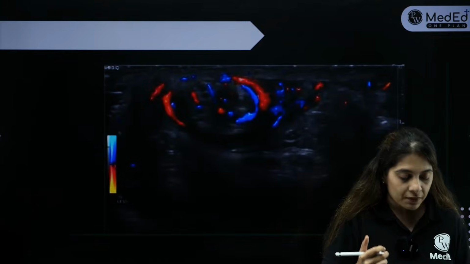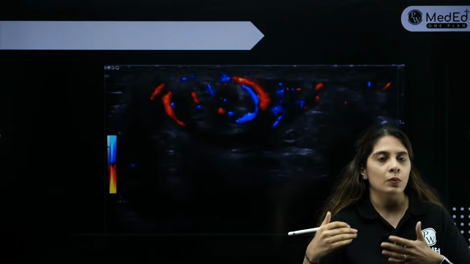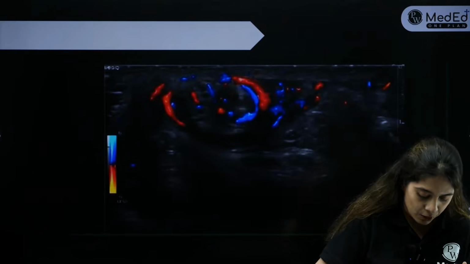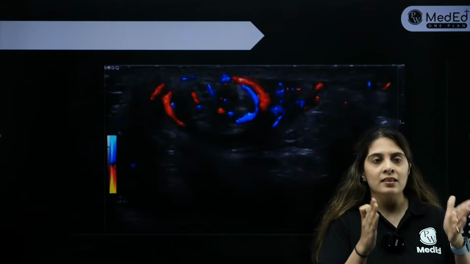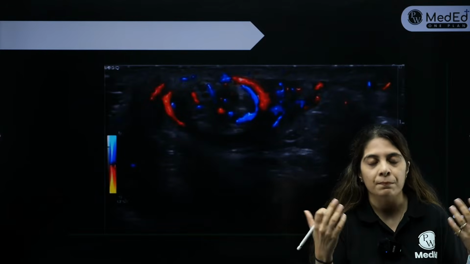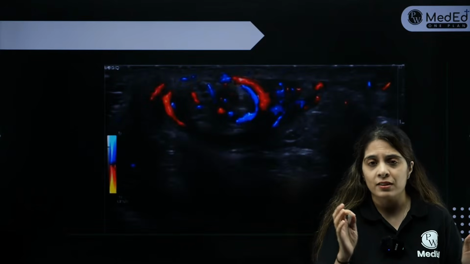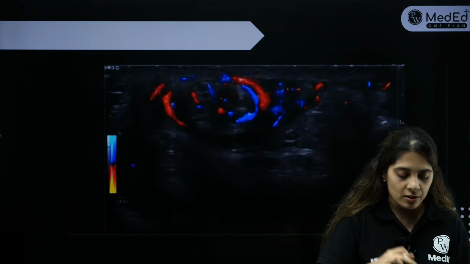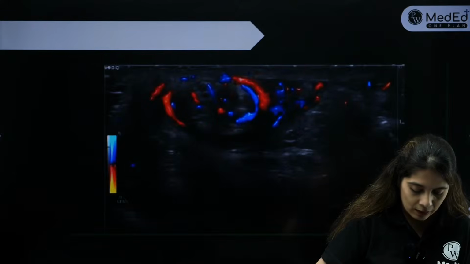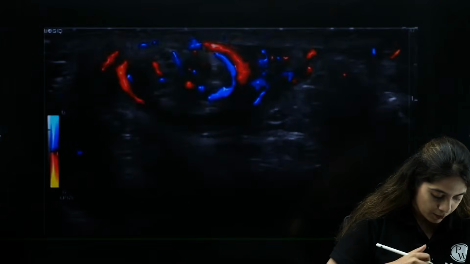Now let's move towards our next MCQ. I will be showing you the question stem later on. Let's see the video first. I will just tell you that this is an ultrasound of the scrotum. A person has come to you with severe pain, and we are doing an ultrasound of the scrotum. Let's play this particular video and see what you are seeing over here.